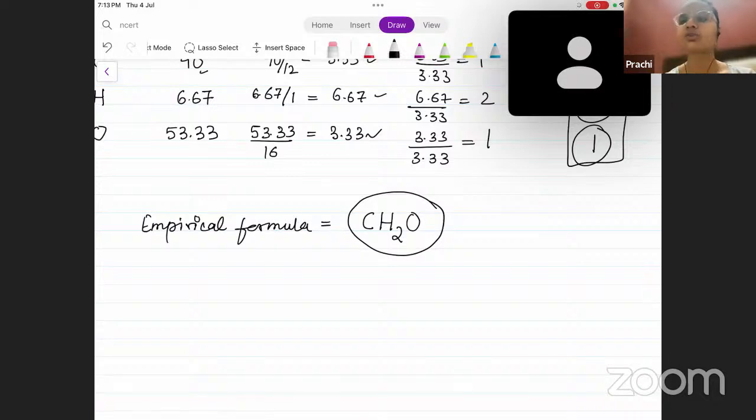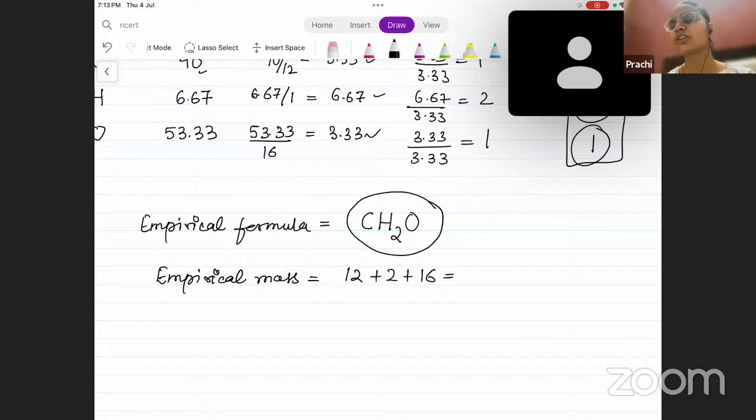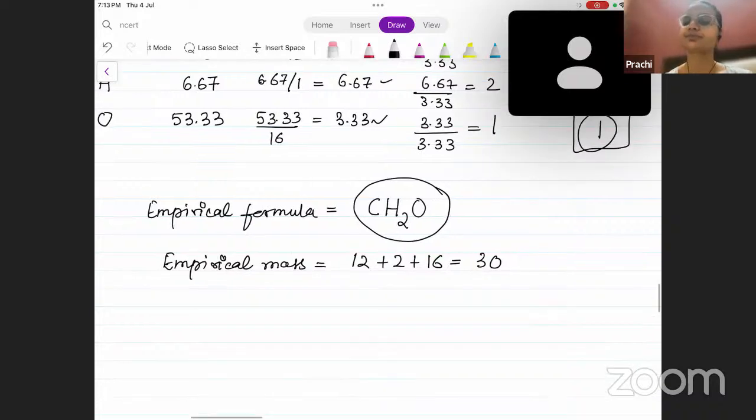Now you have to find out the empirical mass, right? So what will be the empirical mass? You have 12 plus 2 plus 16. So what you'll get is 30. You will get 30 gram per mole.